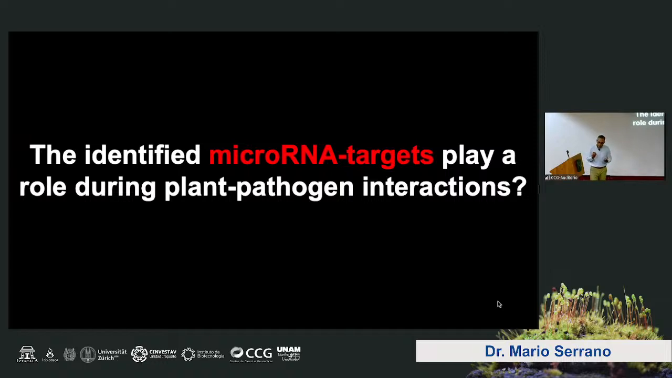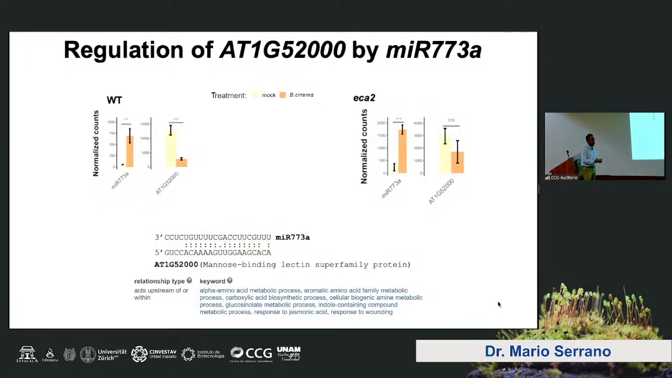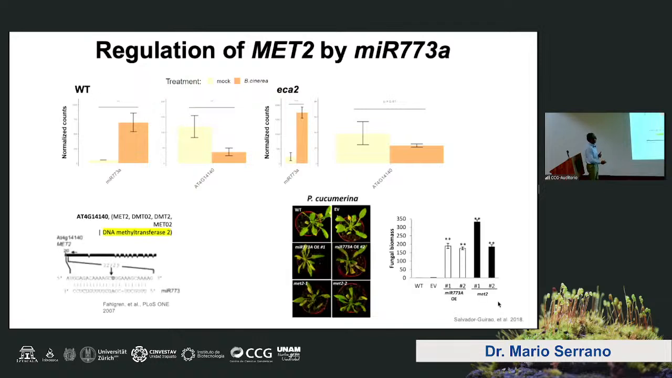But to try to verify this in silico analysis, we decided to go to the literature, and we found several, not many, but several small RNAs that had been experimentally validated. Here I show you only one: the case of MIR773A and the target of this gene. You can see that when the miRNA, the small RNA, is induced, the target is repressed, and when it is repressed, the target is upregulated, and vice versa. Also this target, MET2, has already been published to be involved in the defense response against pathogens.